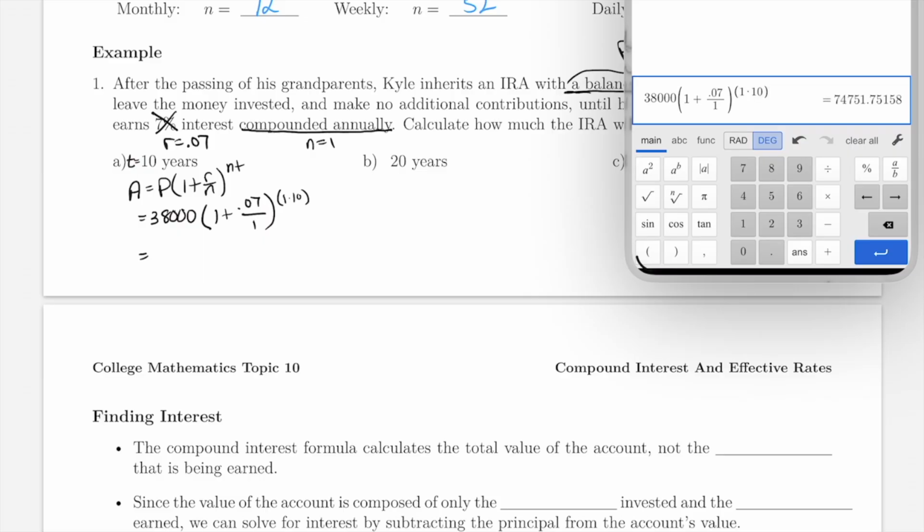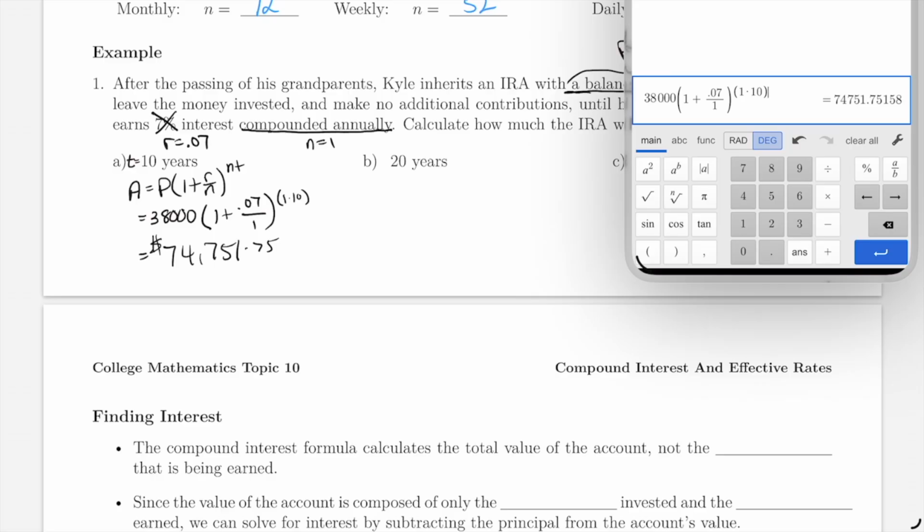I could have just done 10. I just like to be in the habit of using that 1 because it's not always going to be compounded annually. If this was monthly, both of those ones would be a 12. If this was quarterly, both of those ones would be a 4. But you can see that he ends up with $74,751.75. So if he didn't go out and buy a new car and he just let that set for 10 years, he would have $74,000 to use maybe as a down payment on a house.